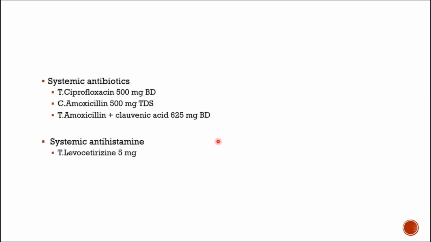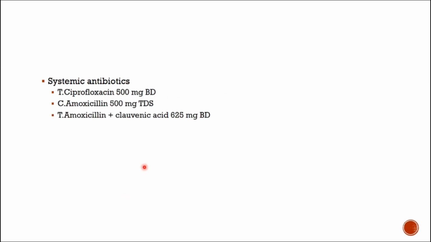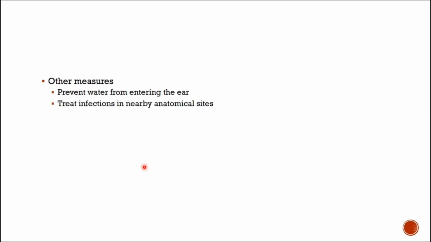Okay. So to summarize the treatment, you will have to do aural toileting, then start the patient on antibiotic ear drops, and then systemic antibiotics on case-to-case basis, and also systemic antihistamine, followed by other preventive measures. Okay. So the definitive management for CSOM will be tympanoplasty.